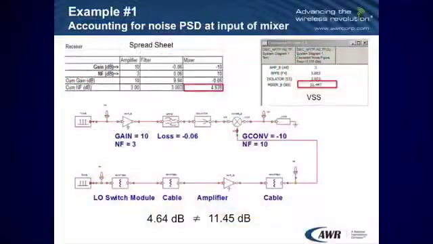So here we'll look at a typical example. We have a link over here where we start with a CW tone, an amplifier, followed by a filter, an attenuator, and then a conversion. We look at the LO path. We have a CW tone, an attenuator, a model that's representing a cable, and then amplification, and we go directly into the LO.